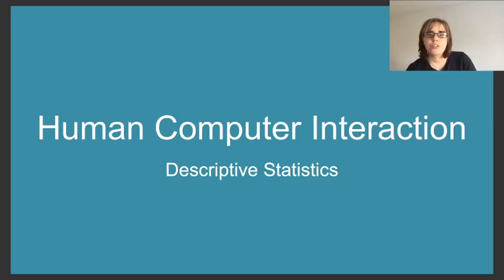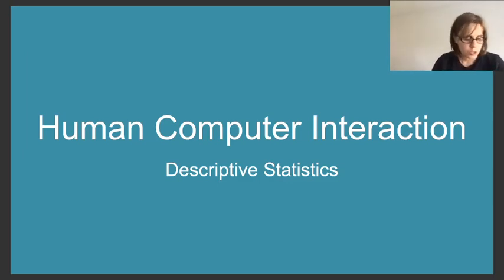Okay, welcome to part 2 of 4. In this part we're going to look at descriptive statistics. In particular, we're looking at statistics that we can use to describe our data and make sense of our data, but we're not quite yet at the stage where we're making inferences or any significant decisions about what that data entails.